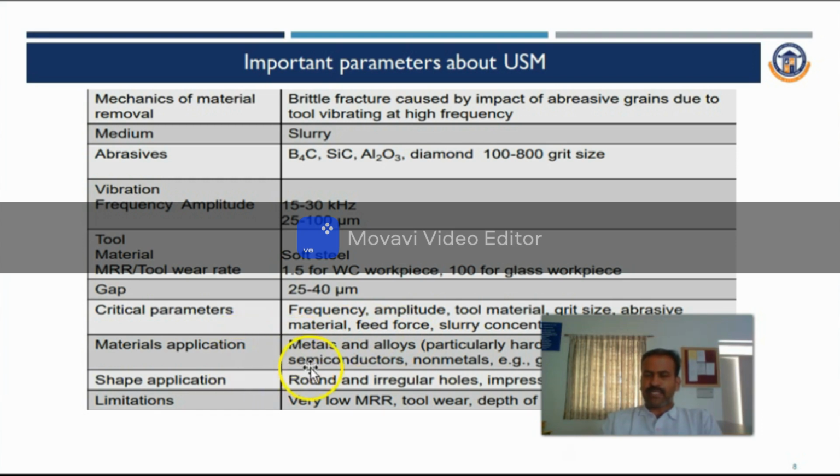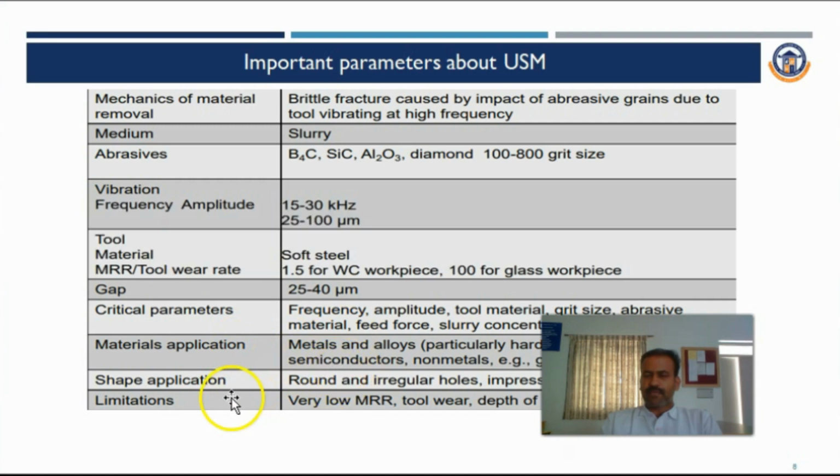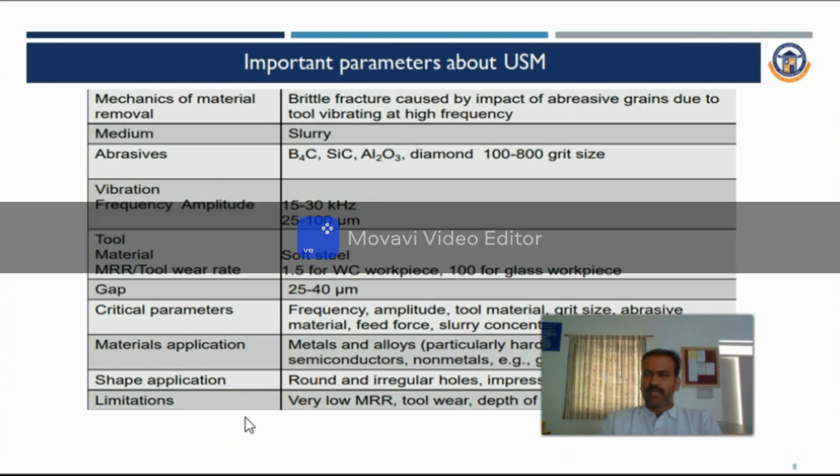Material application: metals and alloys. Shape application: round and irregular shapes can also be removed from the workpiece using this ultrasonic machining process. Limitation: very low material removal rate. As the frequency of material removal is very low, the material removal is also very low. Then the tool also wears in parallel.